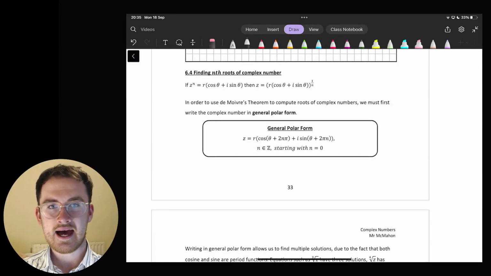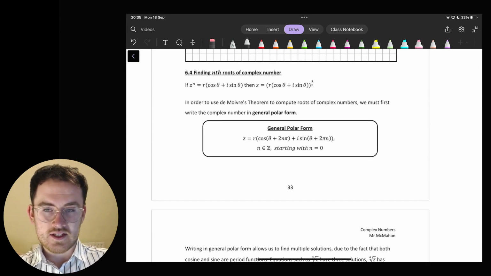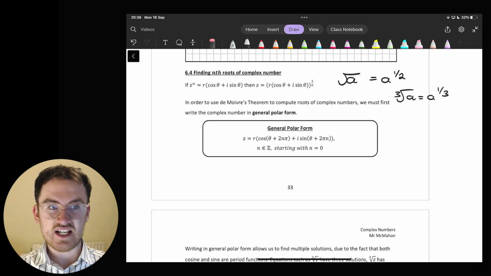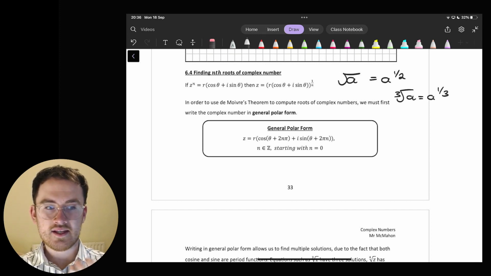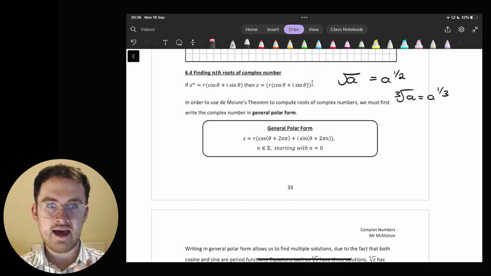Okay, so we're going to look at the last application of de Moivre's theorem that we have. And it's for finding the nth roots of a complex number. So I suppose the first thing to remember here is that if we have, say, the square root of a, that's the same as a to the power of a half. If we have the cubed root of a, that's going to be a to the power of a third, and so on and so forth. So we can rewrite roots as powers. And that allows us then to use de Moivre's theorem because we're writing them as a power.